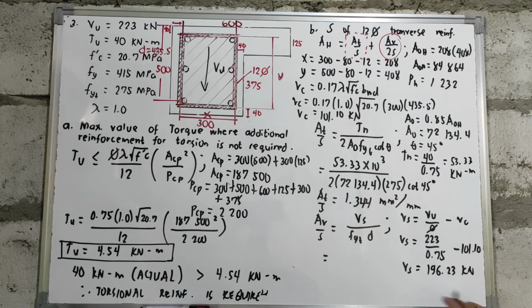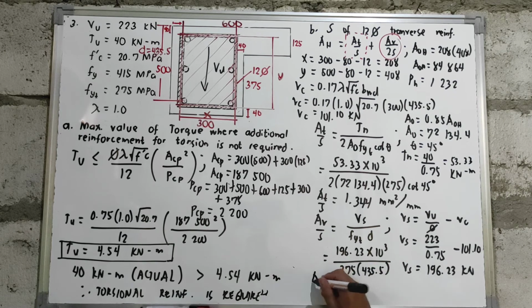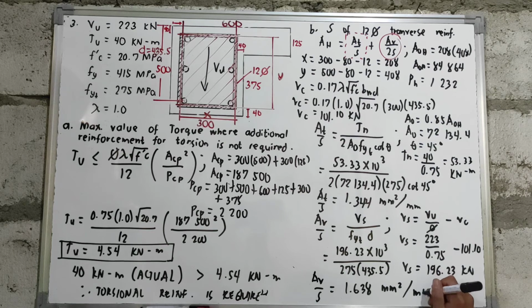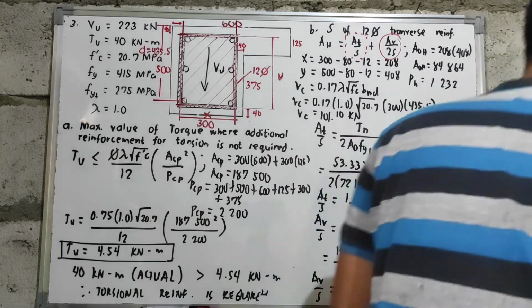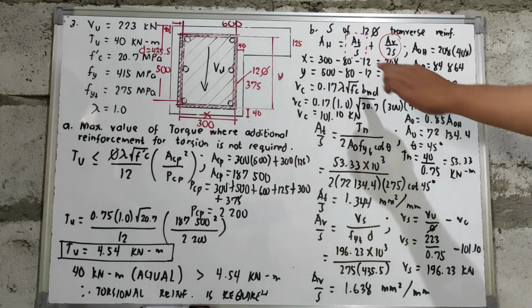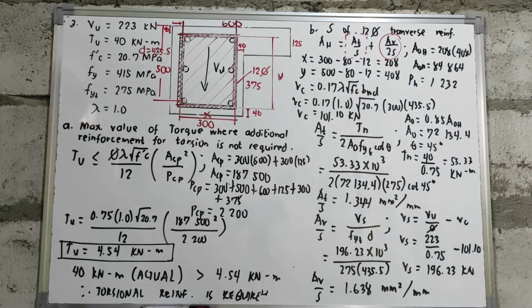So kung isa-substitute natin yung mga values natin times 10 raised to 3, yung given natin na FYT na 275, yung effective depth natin na 435.5. So you have a value of your AV over S which is equal to 1.638 millimeter squared per millimeter. So meron na tayong value ng AT over S. Meron na tayong value ng AV over S.